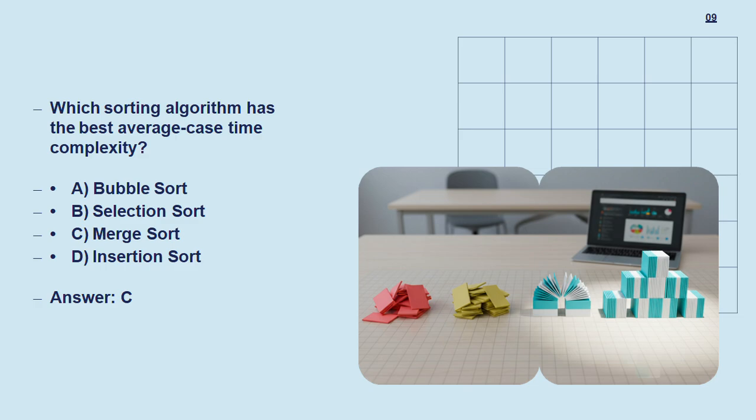The next question is: which sorting algorithm has the best average case time complexity? The given options are bubble sort, selection sort, insertion sort. For these three, the time complexity is order of n square, and for merge sort it is order of n log n. Here the question asks for the minimum average case time complexity. So the correct answer here is option number C, which is merge sort.